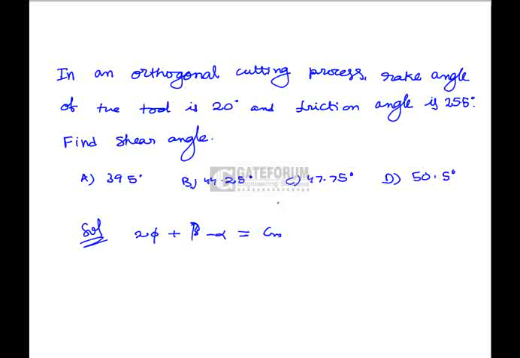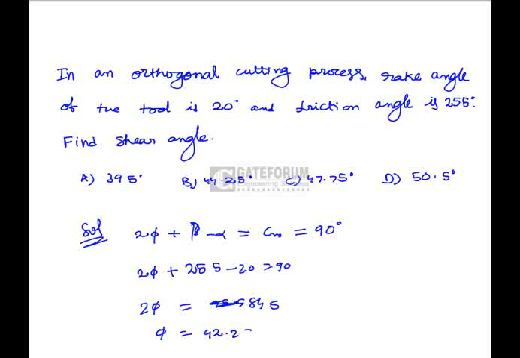But here nothing is specified about the constant, so it should be considered for the minimum work, that is equal to 90 degrees. Alpha is the rake angle, beta is the friction angle and phi is the shear angle. So from this equation, 2 phi plus the friction angle 25.5 minus 20 is equal to 90, and 2 phi is equal to 90 minus 5.5, that is 84.5, and phi is equal to 42.25 degrees.